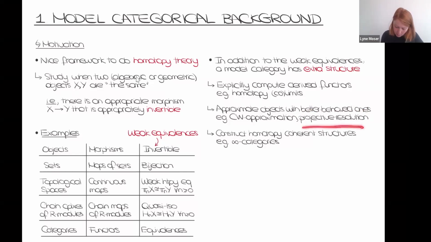And the last thing that I'd like to mention, because it's getting more and more important these days, is that every model category has an underlying infinity category. Typically, having model categories allows you to construct such homotopy covariant structures. But having the model category also allows you, for example, to give explicit models for the hom spaces of your infinity categories or this kind of thing. So this is the motivation for this extra structure that we have in addition to the weak equivalences.